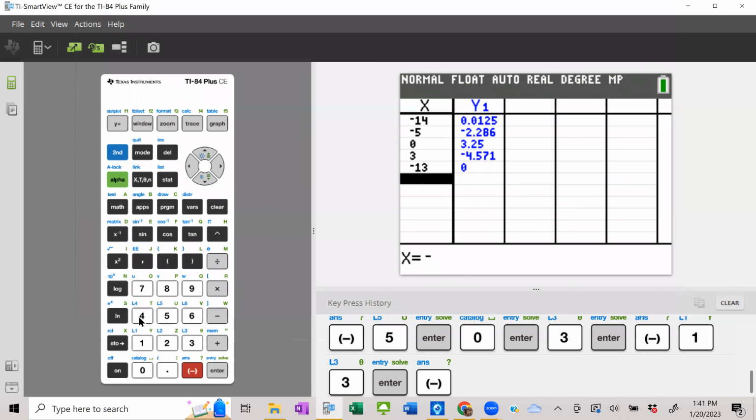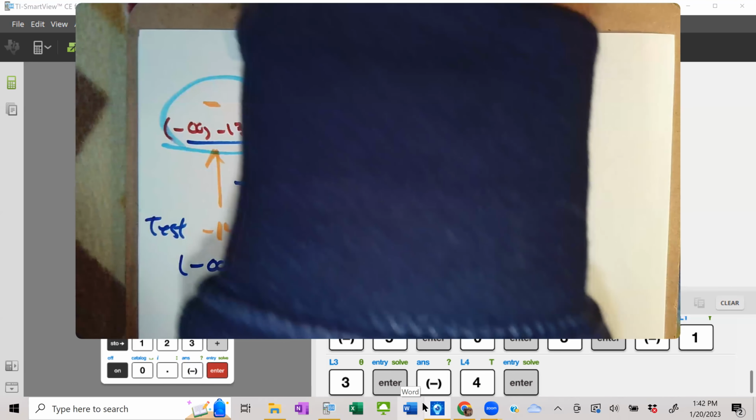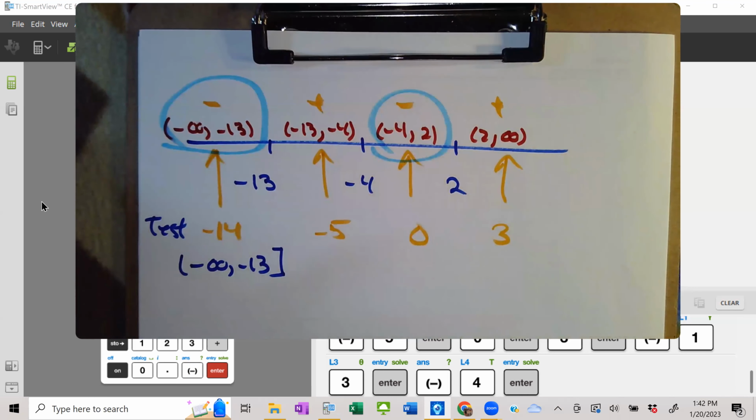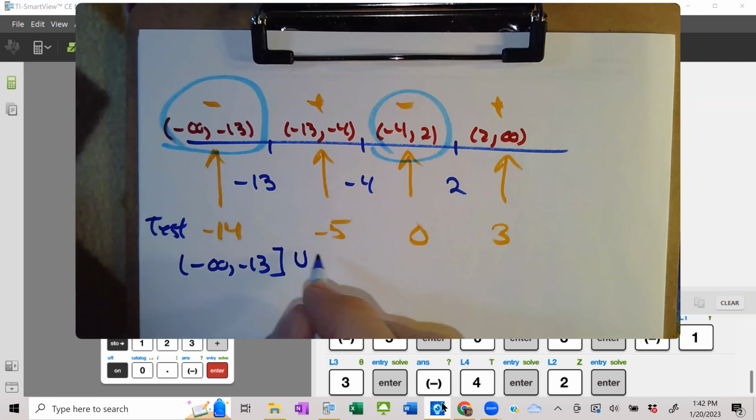Can I include negative 4 or 2? Well, if I type in negative 4, oh, I can't use negative 4 because that gives me an error. I'm getting an error because negative 4 would put a 0 in the denominator, and you can't divide by 0. What do you think is going to happen if I put in a positive 2? Yeah, same thing. So just to test it out, I'll put in a positive 2. And again, I get an error. So I can't use either endpoint for that interval. That's okay. My answer is this.